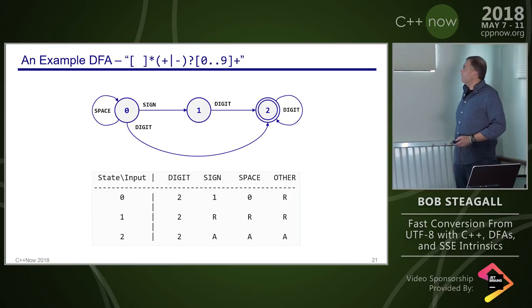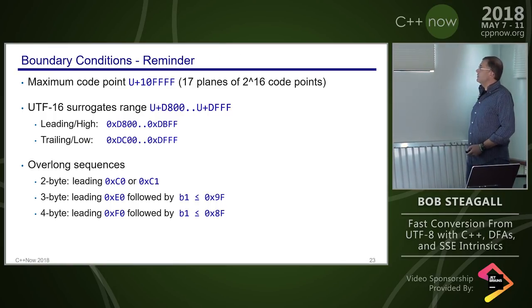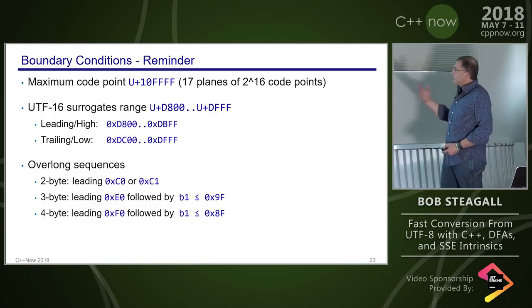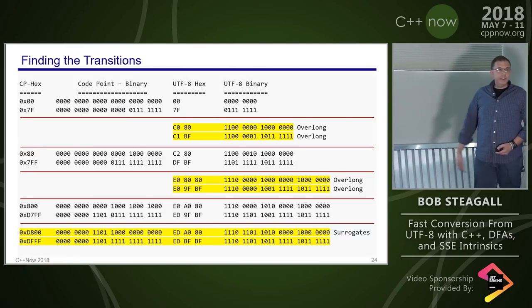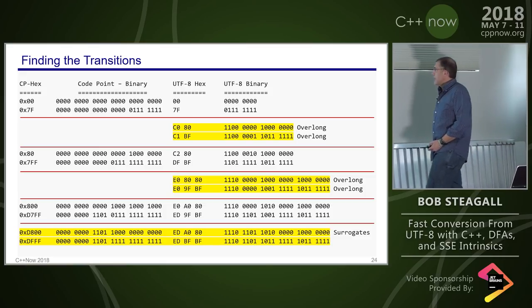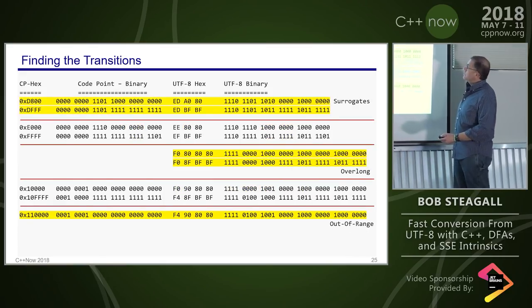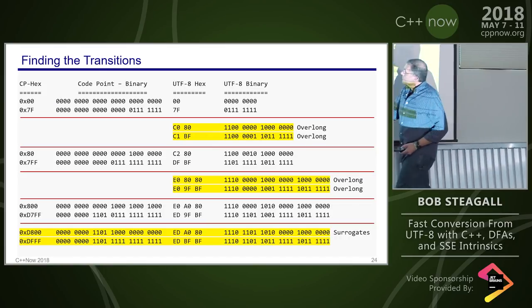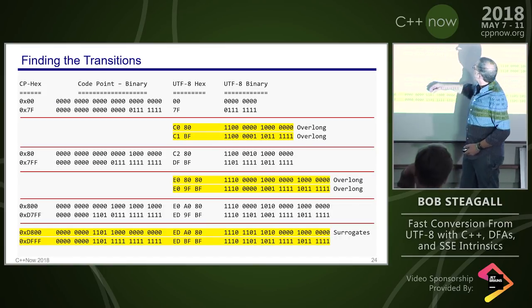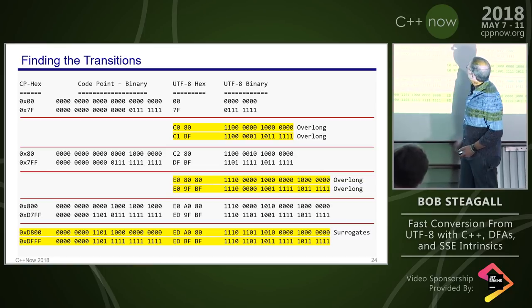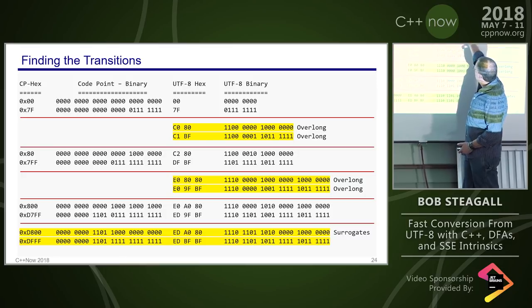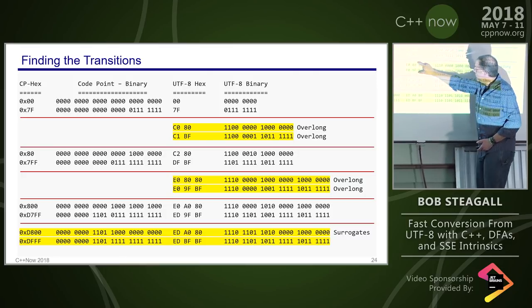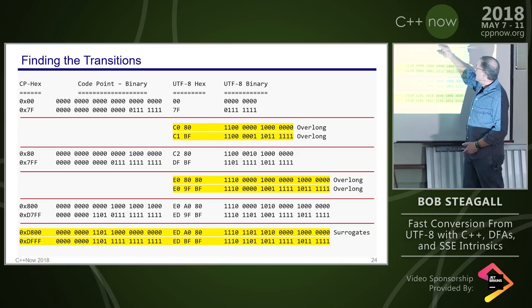So how can we use a DFA to recognize UTF-8? Well, as a reminder, we've got these boundary conditions. These are the rules that need to be followed. I'm not going to explain this table, but I've included it here as a tool for reasoning about this and how one finds the transitions. There's actually 2 slides here. I started by ordering the code points in hex and binary, and then finding what their encodings would be in UTF-8 in hex and binary, and looking for those interstices which represent the boundary conditions.